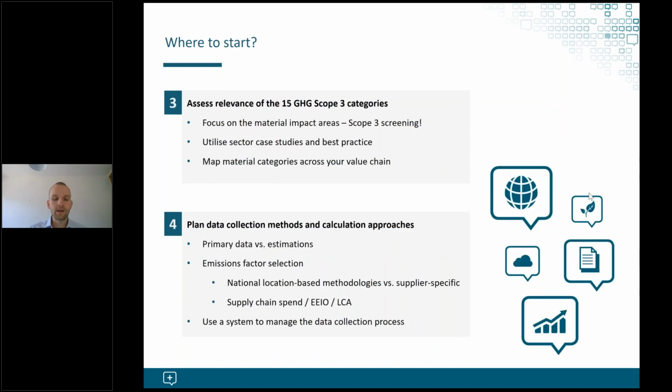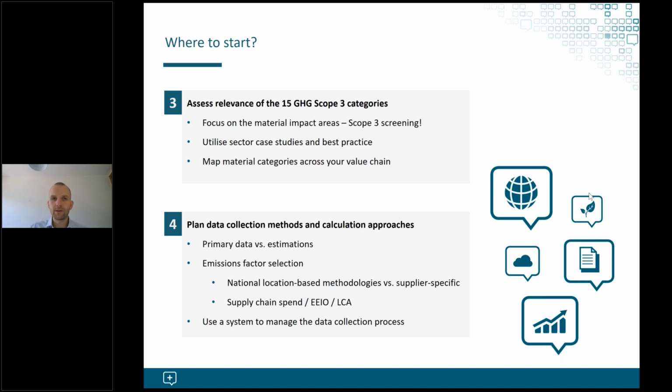This next one is a big one. It's an important one: assessing the relevance of the 15 GHG Scope 3 categories to your organization. And this is something that Louise has touched on earlier on. So 15 categories, that is a lot. It's a number of categories to consider. So firstly, some of them, as we've touched on, may not be relevant at all to you, an organization. And for the others, it's important to focus on the material impact areas for your organization.